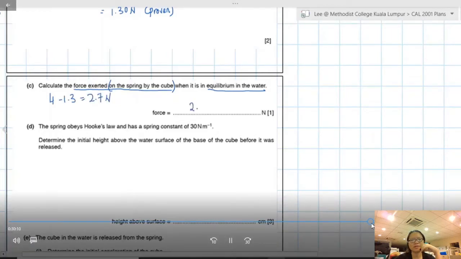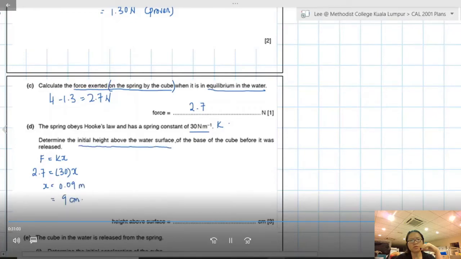Just write that in. And the next part: the spring obeys Hooke's law and has a spring constant. Determine the initial height above the water surface of the base of the cube before it was released. So the actual tension in the spring is just 2.7. If you use F equals kx, you can substitute 2.7 and 30 and you will find x as 0.09 meter or 9 cm.